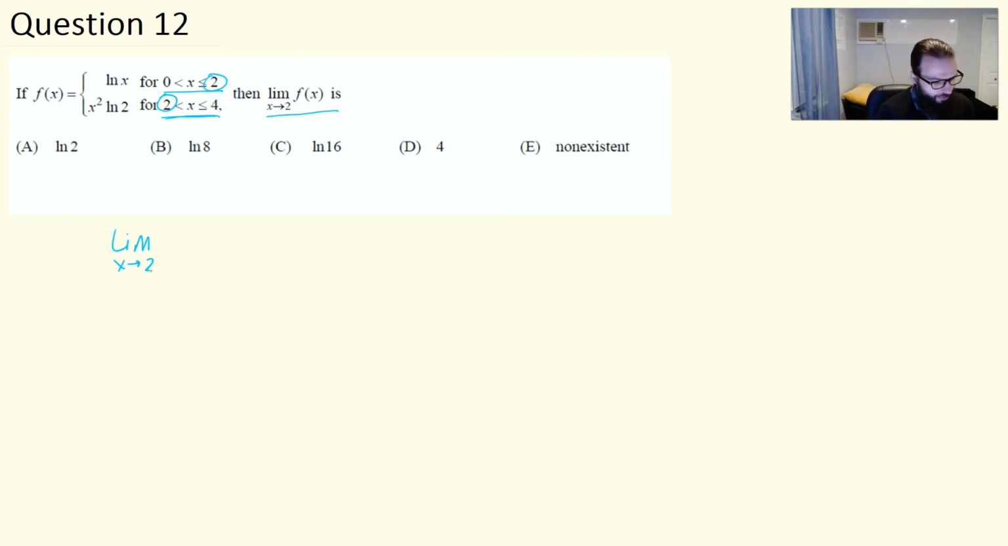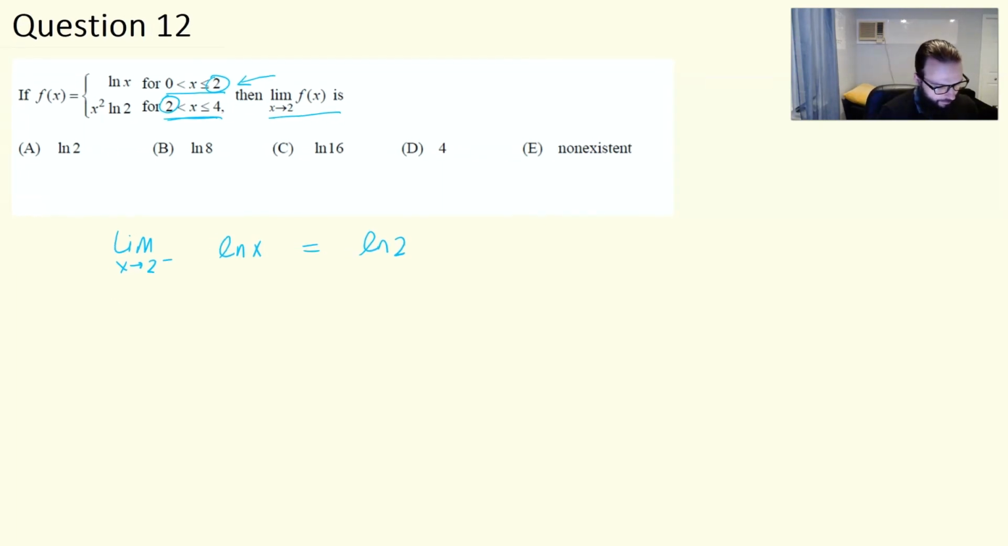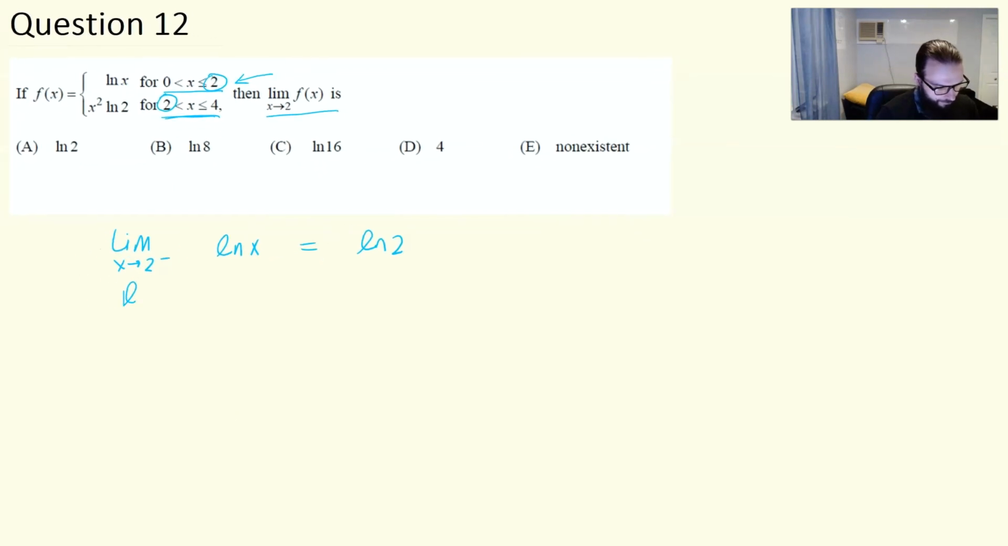So the limit as x approaches 2 from the left would be the limit of ln of x. So we're going to get ln of 2 because this is the left-hand limit. These are values of x that are left of 2. And then the limit as x approaches 2 from the right would be of x squared ln of x. So we're going to get 2 squared ln of 2, which is 4 ln of 2.